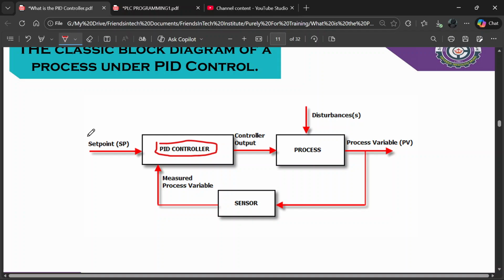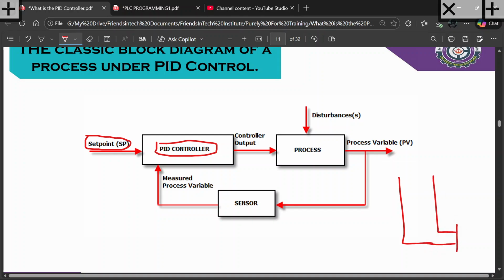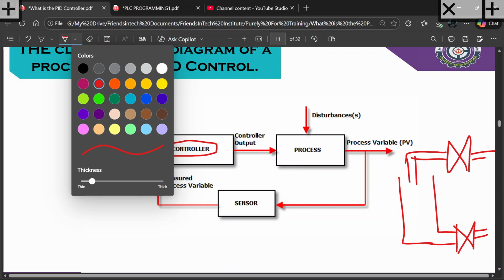So we are giving a set point, and let's just stick with this example, level control. Let's just stick with level control, where you have a tank, you have a discharge valve, then you have an inlet valve or fill valve, then you just want to maintain the level at 50.